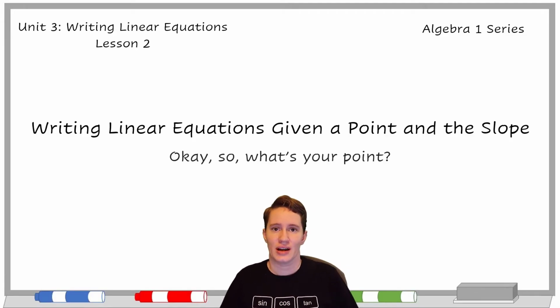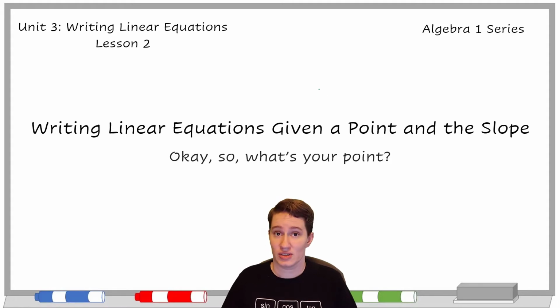This video is for Algebra 1. It is a part of Unit 3. We're on Lesson 2 of writing linear equations, and in this lesson, we're going to learn what to do when we are given a point and the slope. One of the things we can do if we're given a point and a slope, and we're being asked to write a linear equation. So let's check it out.